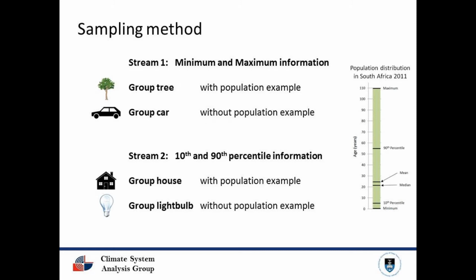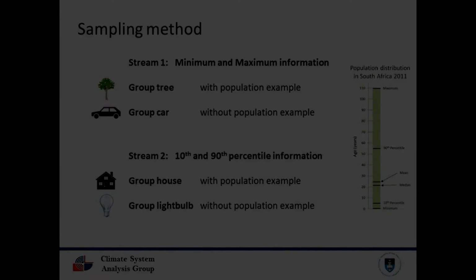Within each stream, we also subdivided further, such that some people were given an example of population distribution in South Africa to demonstrate what the 10th and 90th percentiles look like for a distribution that's heavy-tailed, and others were not given this information. And interestingly, we found that this actually had very little effect on the interpretation of climate information, but we'll discuss this later in the presentation.